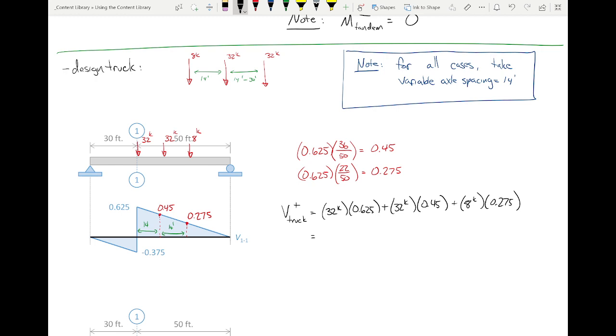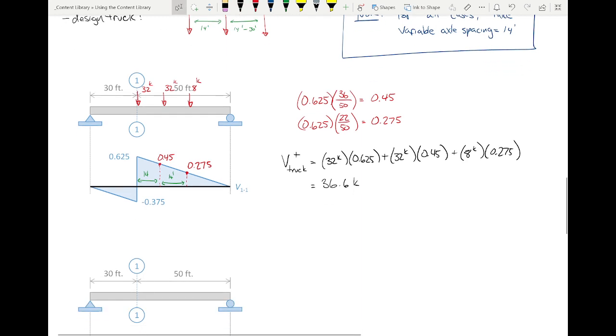Say it again. 36.6. Do I have a second on that? Wait. 36.6? Hold on. I got 43.2. Did I do something wrong here? All right, we'll go with 36.6. I'll claim that one as a mistake on me. It's going on the coin, right? All right, 36.6. Okay.